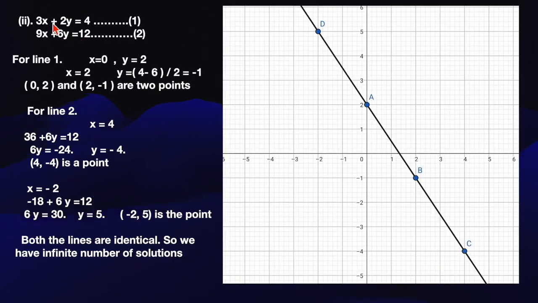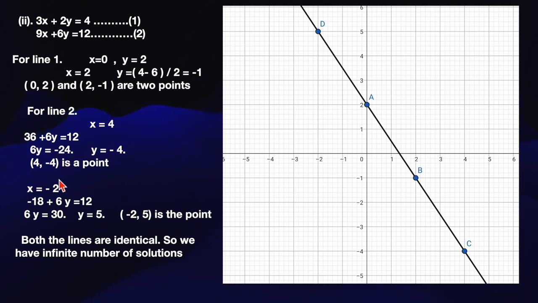Okay, let's do another sum. 3x plus 2y is equal to 4. 9x plus 6y is equal to 12. So there are two equations here. We will get two lines. Okay, take the first equation. Put value of x as 0. You get y is equal to 2. Put x as 2. You get y is equal to minus 1. So 0, 2 and 2, minus 1 are the 2 points. Okay, let's plot 0, 2 is this point and 2, minus 1 is this point. So this is the first line when you join them.